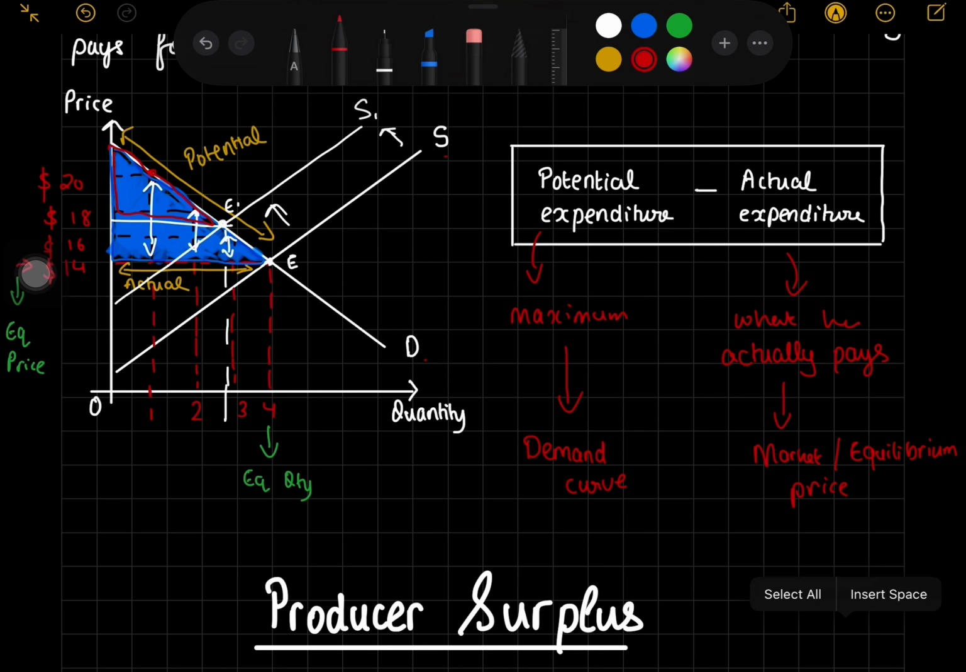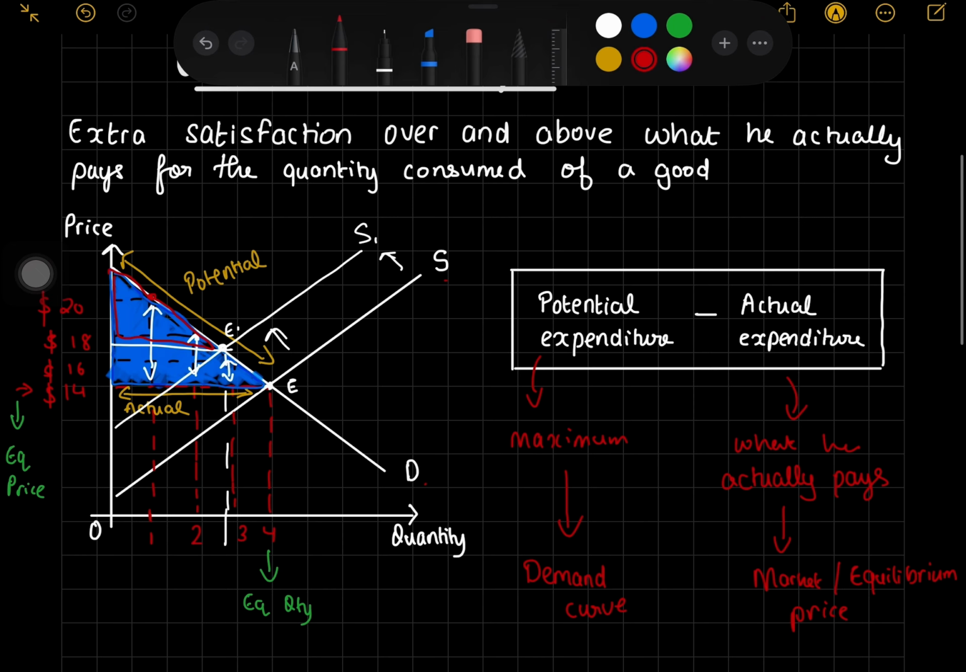Another determinant of consumer surplus is PED. I hope you all know what PED is. I'm going to make a video on that soon. PED, that is the price elasticity of demand, is the responsiveness of quantity demanded following a change in price. So it's from the consumer's point of view. The more inelastic the demand curve is, that is, the steeper it is, the greater the consumer surplus, right? And the more elastic it is, the less the consumer surplus.